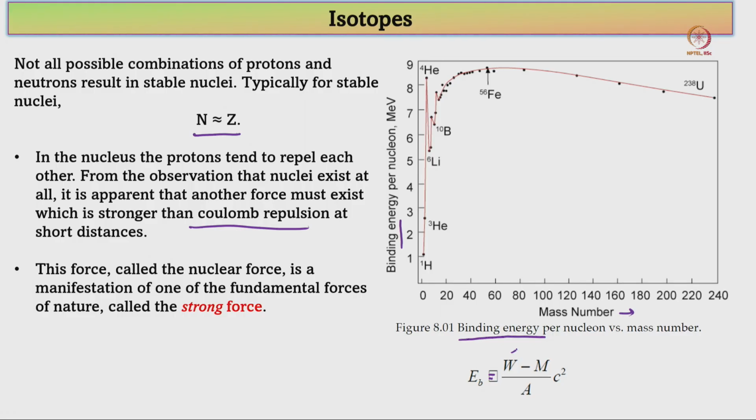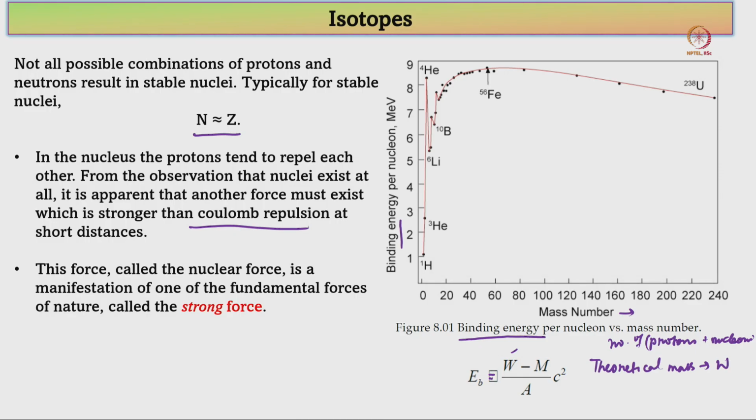So, this is the actual weight of the atom minus the mass. From the number of protons and the number of neutrons, you will get a theoretical mass. This theoretical mass is my W.